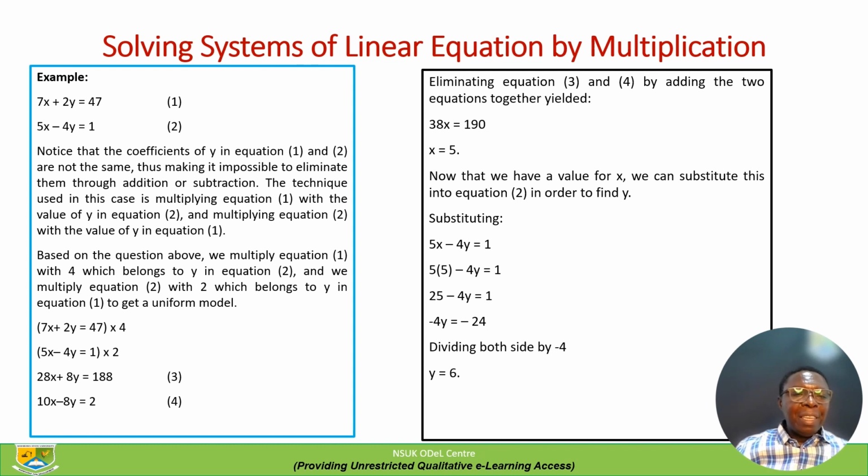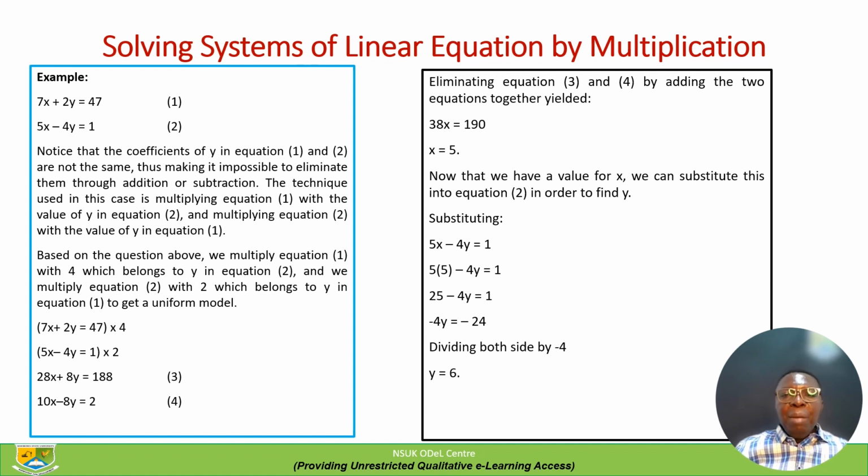So let's see that. Open bracket, 7x plus 2y equals 47, close the bracket, times 4. Then we say open bracket 5x minus 4y equals 1, close the bracket, times 2. So if we multiply, you have 28x plus 8y equals 188. That is equation 3. Then 10x minus 8y equals 2, which is our equation 4.